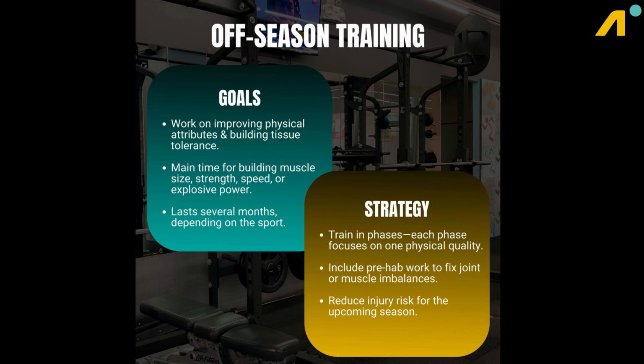So in the off-season, we have several main goals for the athlete. The first is to build physical attributes that will improve them for the next sports season. So this means things like building muscle size, strength, speed, explosive power, and so on. We also want to build the tolerance and injury proofness of the athlete. So that includes things like tissue tolerance, tendon strength.